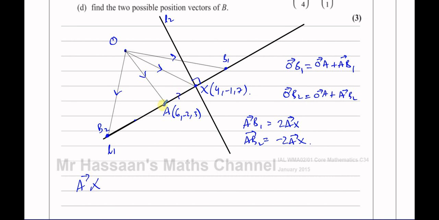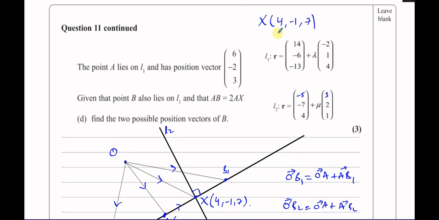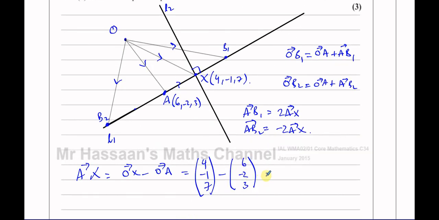So if I want to go from A to X, I've got to go A to O and O to X, which is the same thing as saying minus OA plus OX, or you can say OX minus OA. And we know O to X, its position vector, is 4, minus 1, 7. So you can write this as 4, minus 1, 7 as a position vector, minus O to A, which is 6, minus 2, 3. Let's see we didn't make any mistakes in copying them down. Okay, good. So now that's going to give me 4 minus 6, which is negative 2, minus 2 plus 2, which is 1, and 7 minus 3, which is 4. So that's the vector that takes us from A to X.